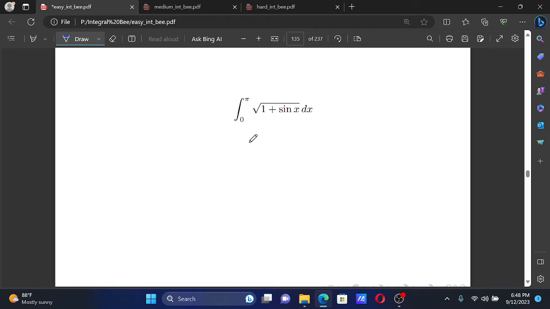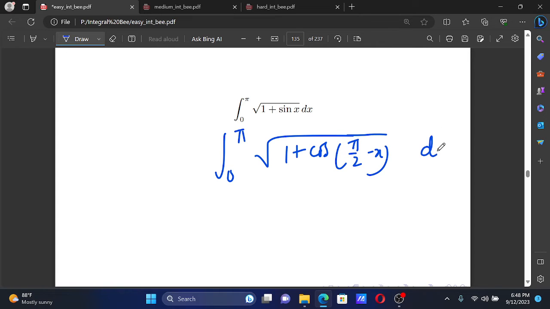With this one, we can just change the sine into cos first. 1 plus cos of (pi by 2 minus x), because now this can get reduced into some simpler forms.